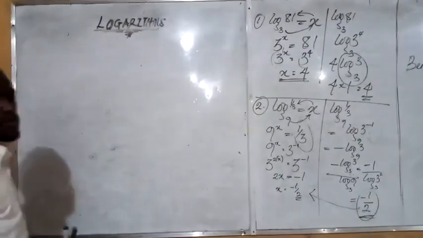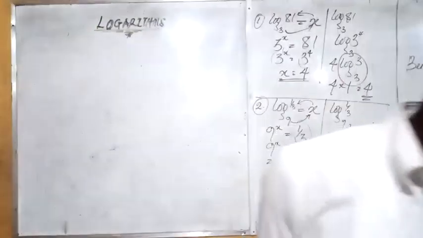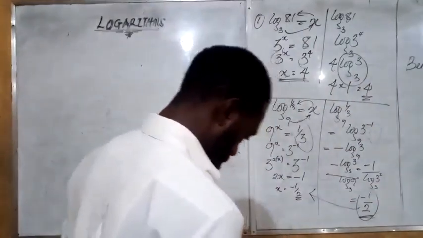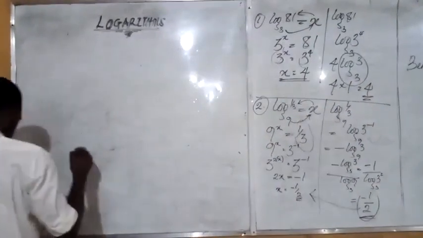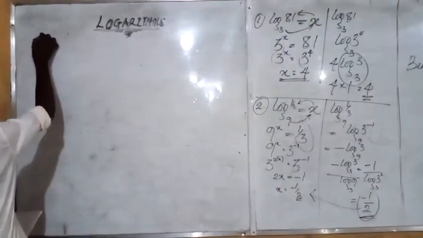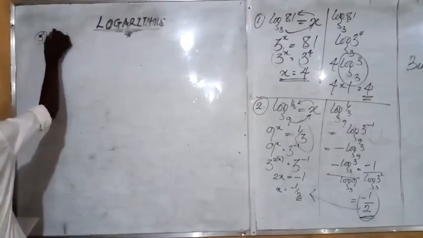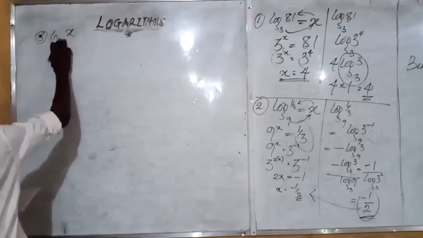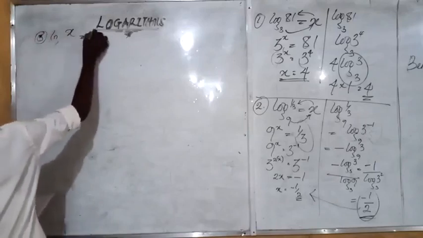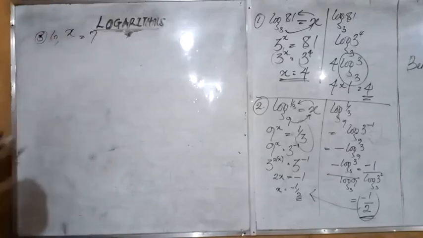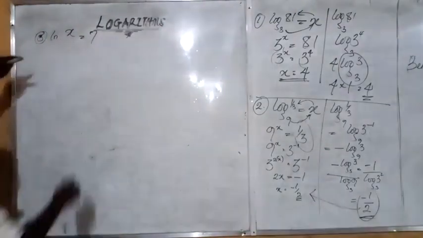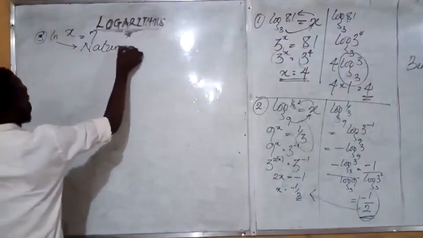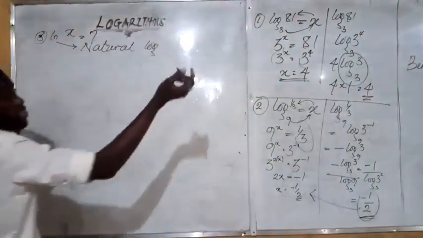Now, there is one type of logarithm that is known as the natural log. I think I have a question here that deals with that. Look at this question. It says ln x is equal to 7. Now, number 1, notice that this is not log, this is ln. ln means natural log. Now, what is natural logarithm?